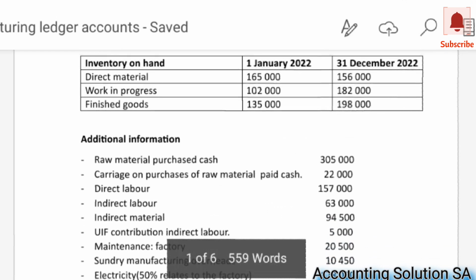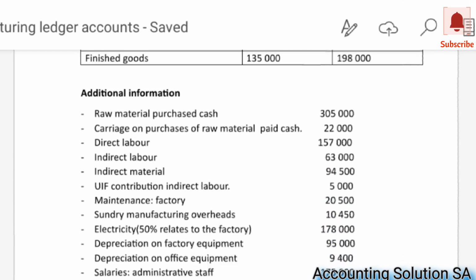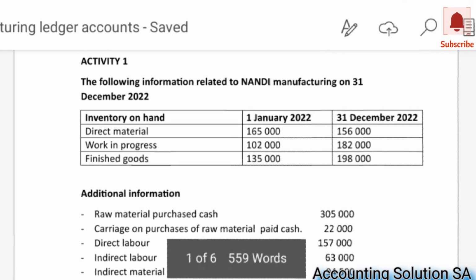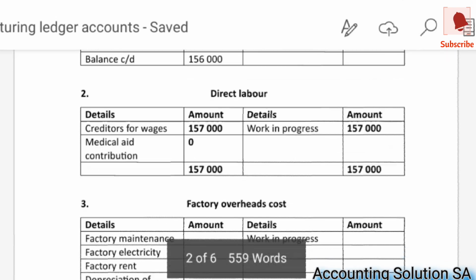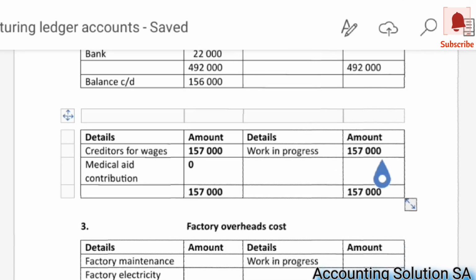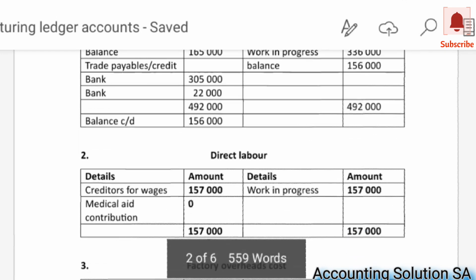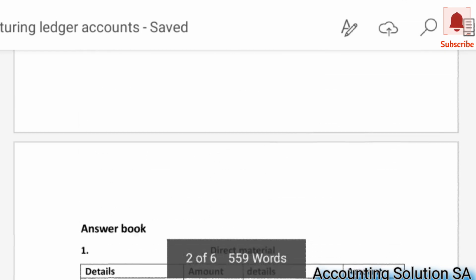Okay, now let's check. Number one, we have indirect labor, 63,000. But on the indirect labor of 63,000, guys, they also said that there is a UIF contribution of 5,000, which means that you have to add them together. It's similar to the notes we prepared for direct labor. So it's the same: creditors for wages and medical contribution. You have to add them together and transfer them to work in progress.